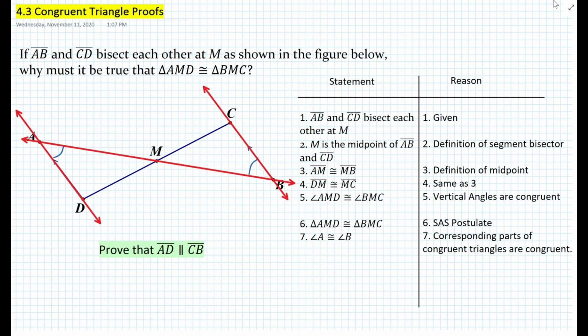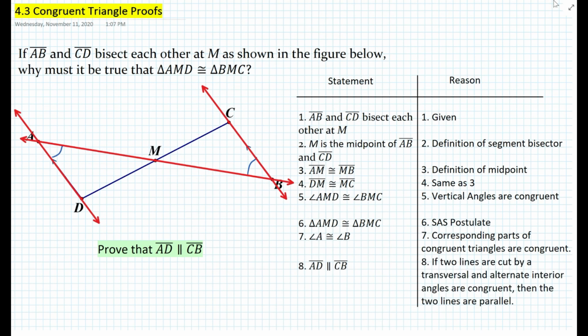Well, we notice here that we have two lines cut by a transversal, and the transversal in this case will be line AB. So it does create alternate interior angles and they're congruent. Therefore, we know that segment AD and CB must be parallel. So in the statement reason table, we would simply write that segment AD is parallel to segment CB because if two lines are cut by a transversal and alternate interior angles are congruent, then the two lines are parallel.